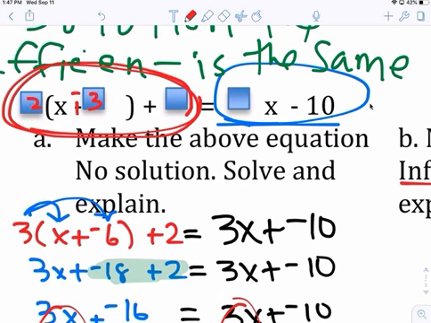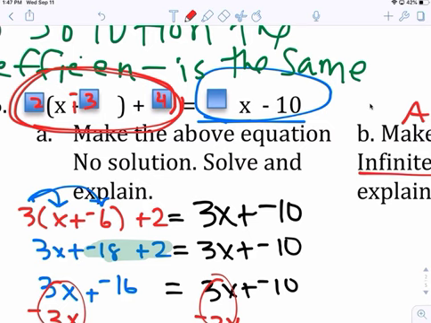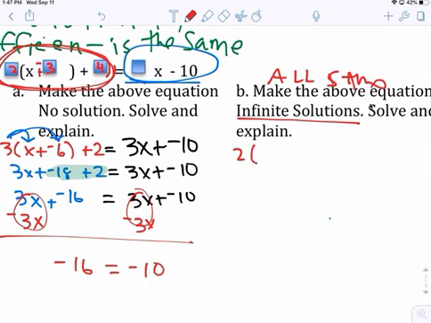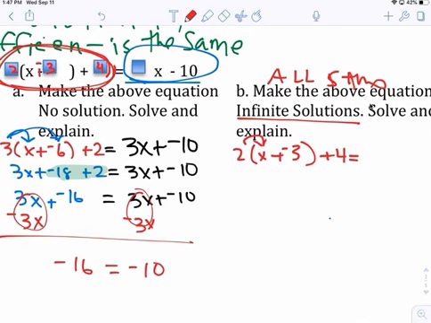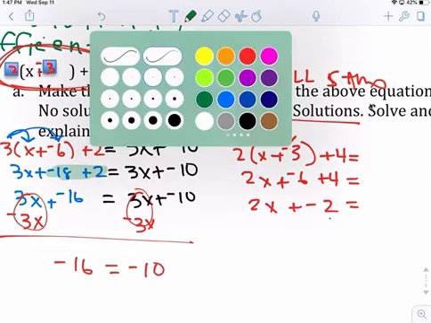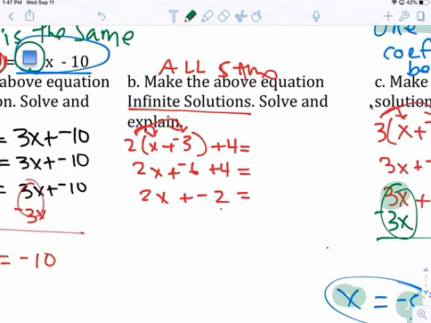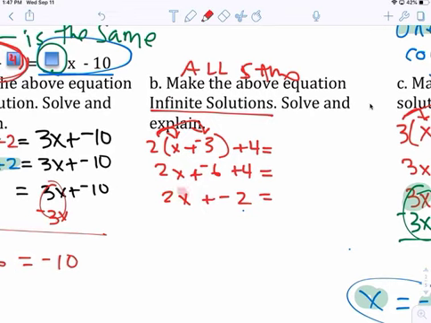Say 2, 3, 1. 1 is never good. Let's say 4. 2, 3, 4. So you have 2 parentheses x plus negative 3 plus 4 equals. We're not doing the blue side yet. Make sure you finish the red side first. Okay, distribute: 2x plus a negative 6 plus 4. 2x plus a negative 2. Okay, what's the missing here? Make sure they're all the same, so we need to make sure this is the same. So that needs to be 2x there, plus this is a negative 10, so we need to put negative 10 here.